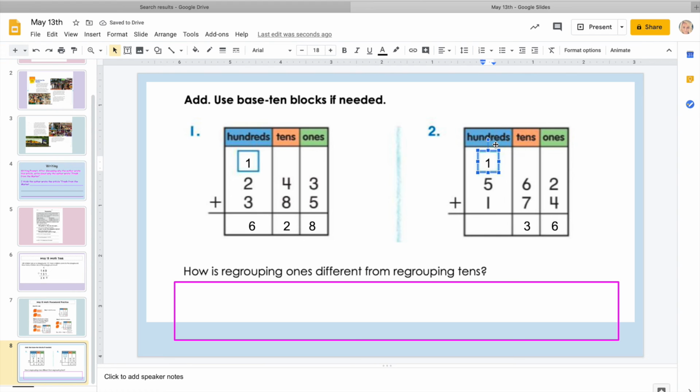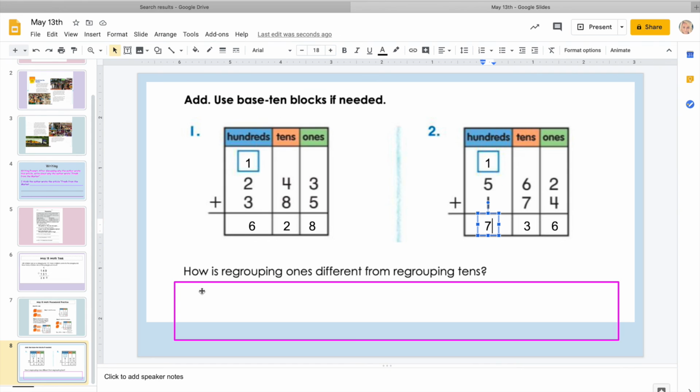And now step 3, we're finally able to add our hundreds column, where we have 1 plus 5. 1 plus 5 is 6. And 6 and 1 more is 7. So we know the sum of 562 plus 174 is 736. We do need to answer one question. Down here it is asking us, how is regrouping ones different from regrouping tens?